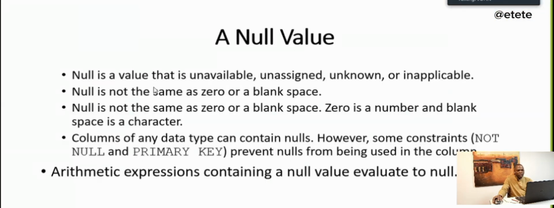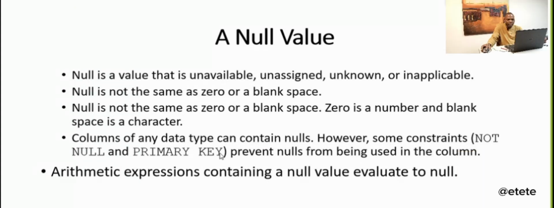Now, null is a value that is unavailable, unassigned, unknown, or inapplicable. Null is not the same as 0 or a blank space. 0 is a number, and a blank space is a character. Do you understand? So these two are different from a null value. Columns of any data type can contain nulls. However, some constraints, which are not null and primary key, prevent nulls from being used in a column.